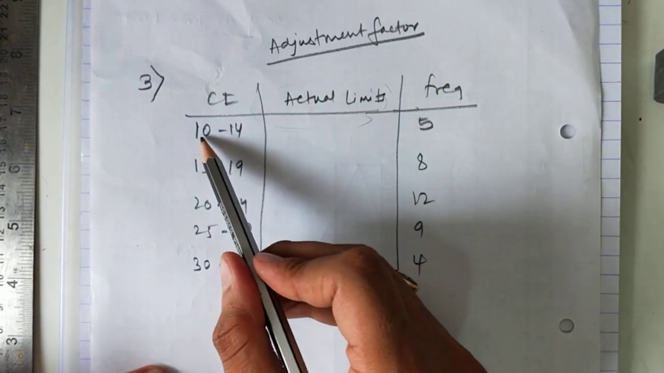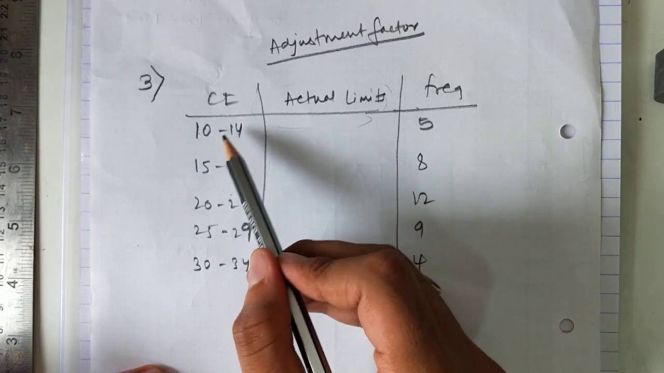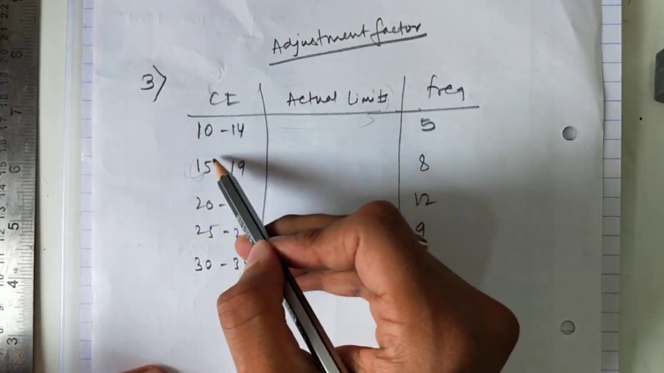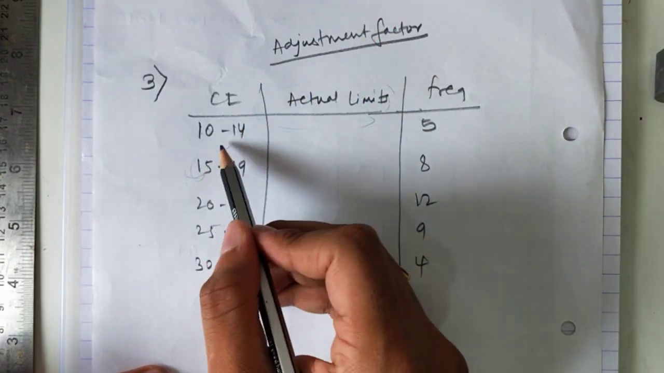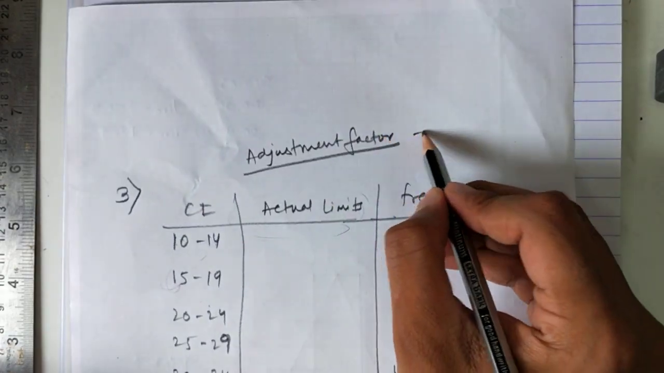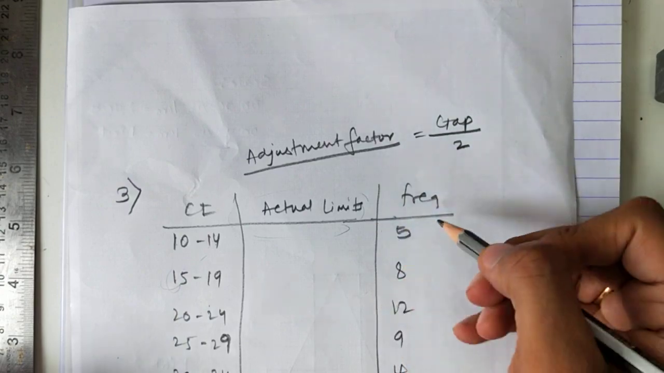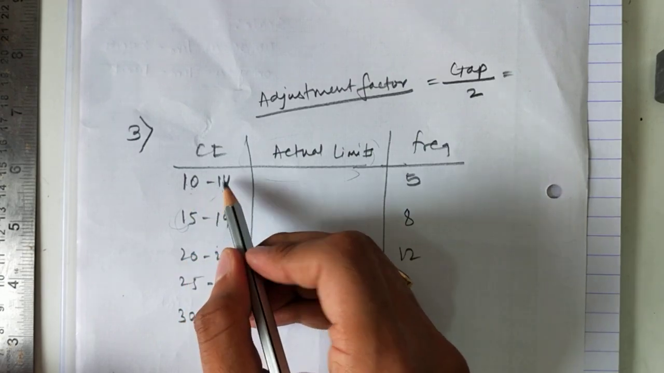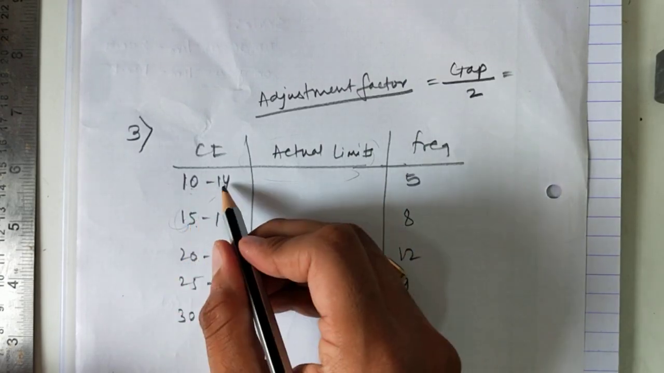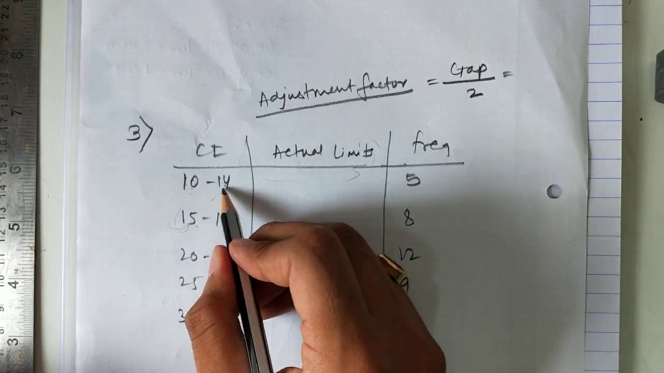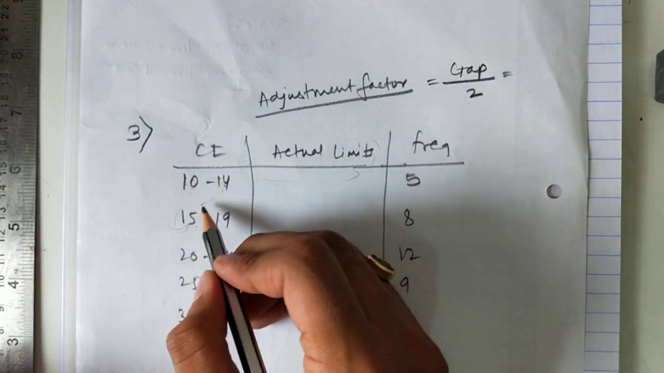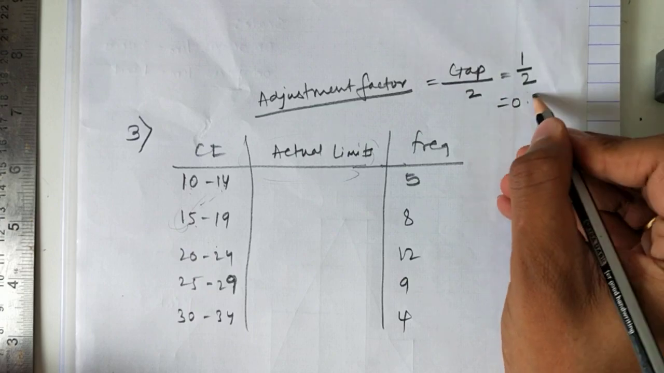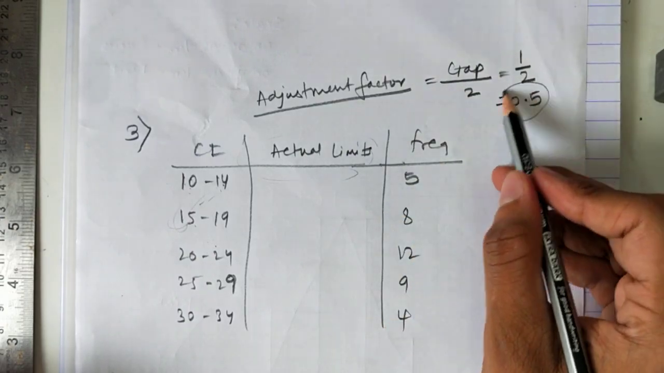See, the first class is from 10 to 14. The next is directly 15. Means between 14 and 15 there is a gap of 1. Correct. So what is the adjustment factor? Whatever the gap is, upon 2. So how much is the gap here? There is a gap of 1. If it were 10 to 14 and 16 to 19, directly 16, then the gap would be 2. But here there is a gap of only 1. After 14, 15 comes directly. One number is skipped, a gap of one number. So this gap is 1, divided by 2. So 1 upon 2 is 0.5. This is your adjustment factor, 0.5.